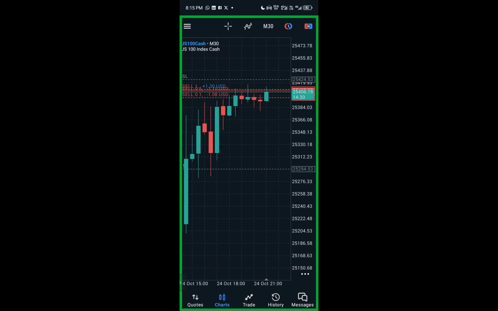But if it goes in your direction, you're going to be making about 160. So you see that the risk to reward is very high. But sometimes price might not even go your direction. So why do you want to do this?